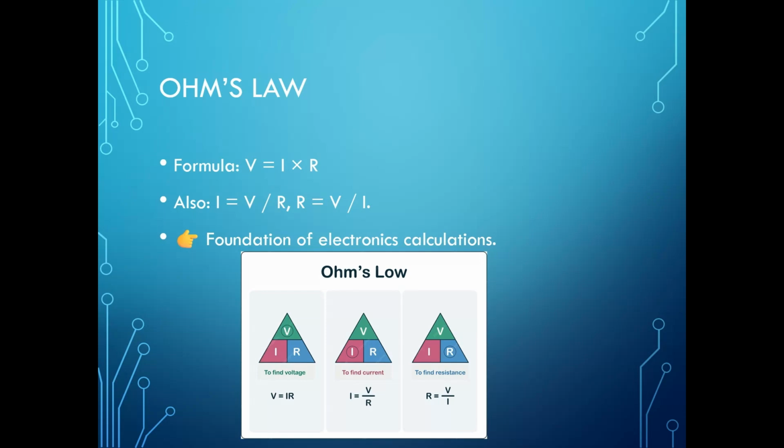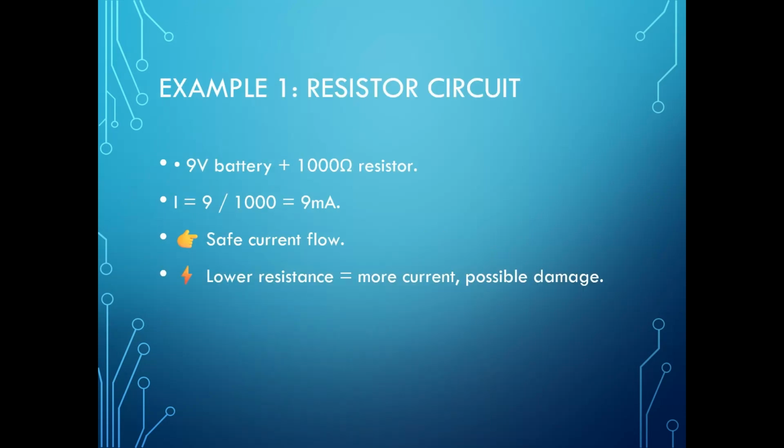If current is needed, I = V/R. If resistance is needed, R = V/I. So this single formula is the key to shaping circuit design. For example, say we have a 9 volt battery with a 1,000 ohm resistor. How much current would flow? Very safe, a small current.